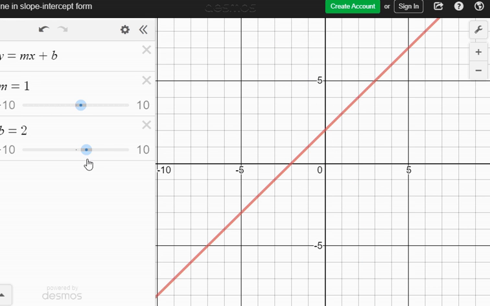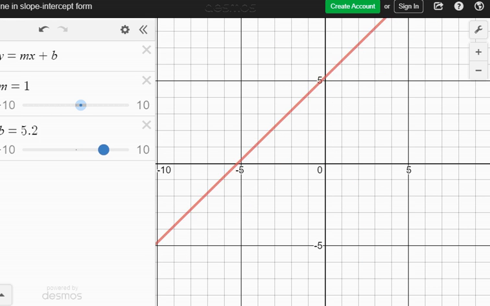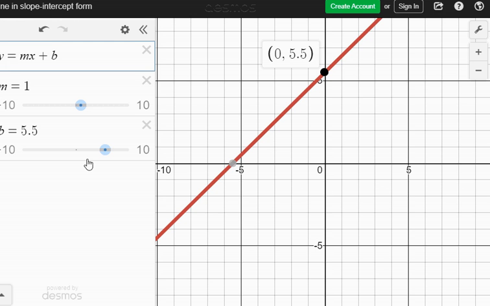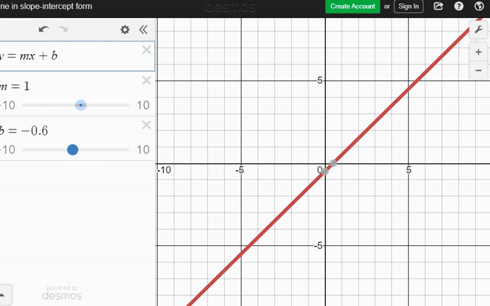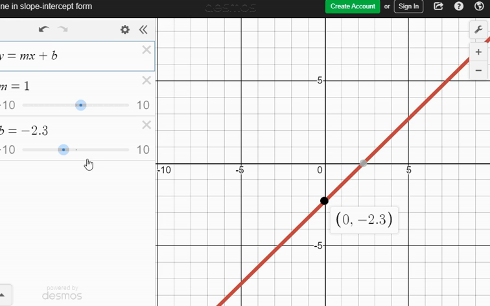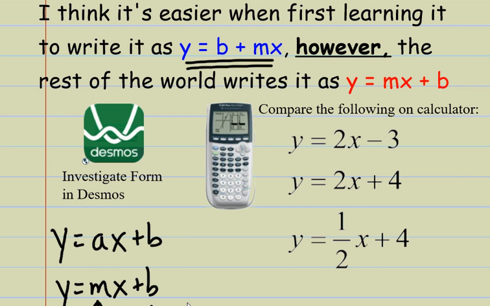And then if I change the b value, all that does is change my y-intercept, changes this point right here. So right now, b is set to be 5.5. If b goes negative, then my y-intercept is negative. So that's how slope-intercept form works.